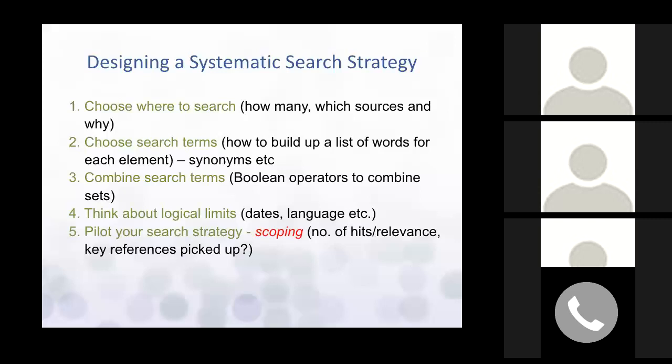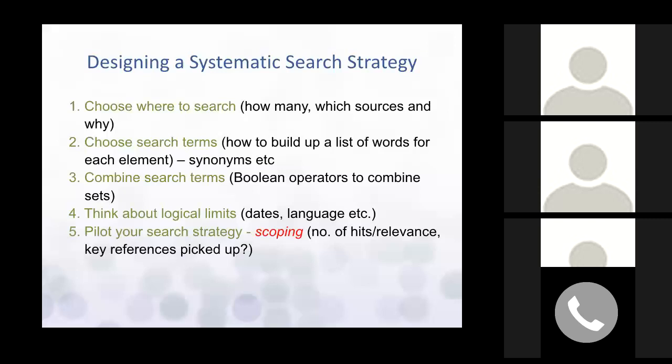Thinking about your logical or feasible limits, how far back do you want to search? Do you want to search all possible literature contained in these databases? Some go back as far as 1970, some go back to the 1800s. Do you want to search in English only? Do you want to search in other languages? That will depend on the scope of your question and who the intended final audience is.